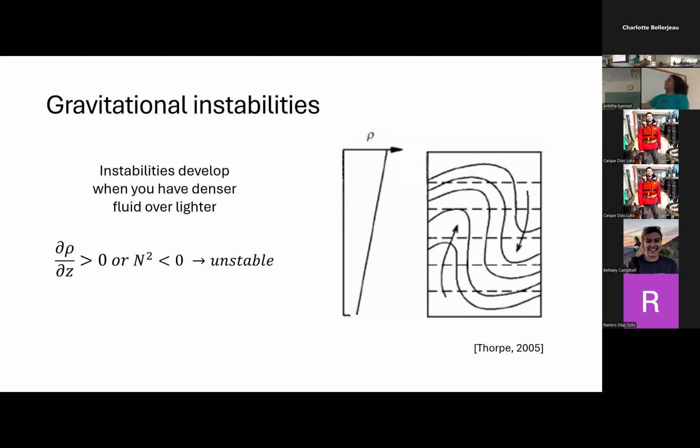Similarly, if you think of a continuous gradient, you could see that with the buoyancy frequency. If you have a negative buoyancy frequency squared, that's an indication of these gravitational instabilities.